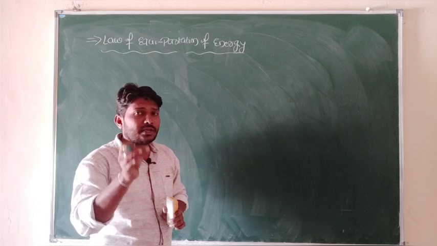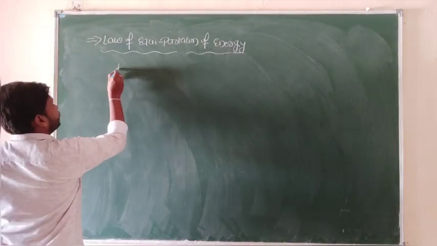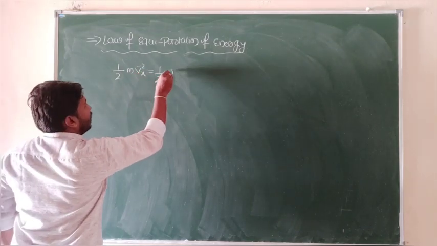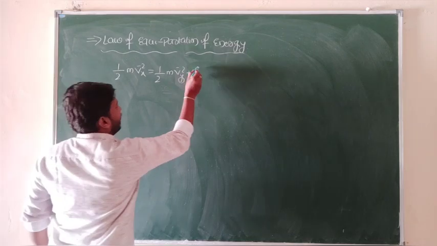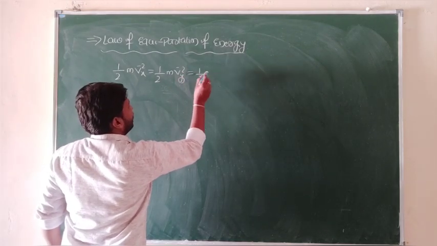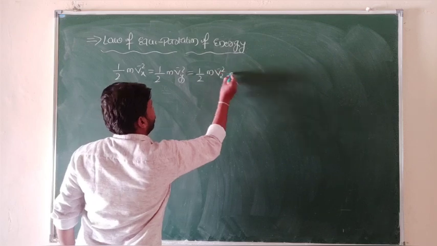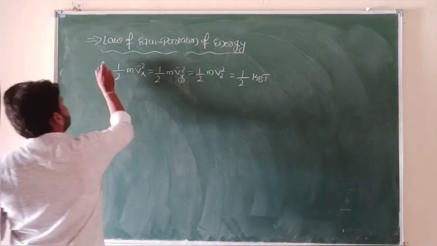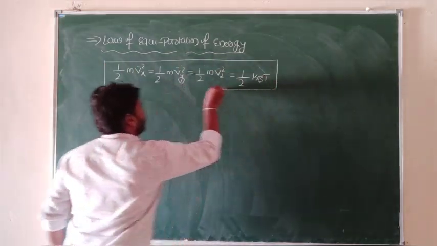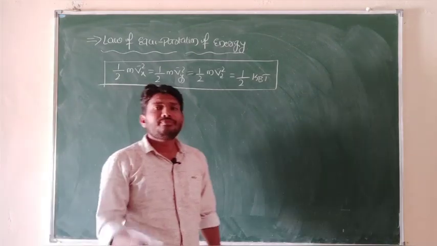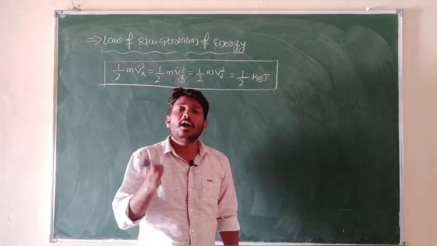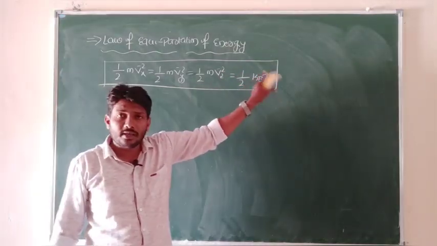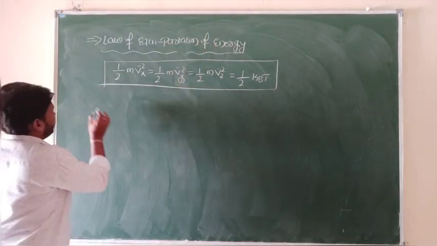Then each degree of freedom has energy, the kinetic energy of each degree of freedom along x-axis, along y-axis and along z-axis, is equal to half of kB into T. So this is about the law of equipartition of energy. If a system is in equilibrium, total energy is distributed in all degrees of freedom, then each degree of freedom has energy half of kB into T.